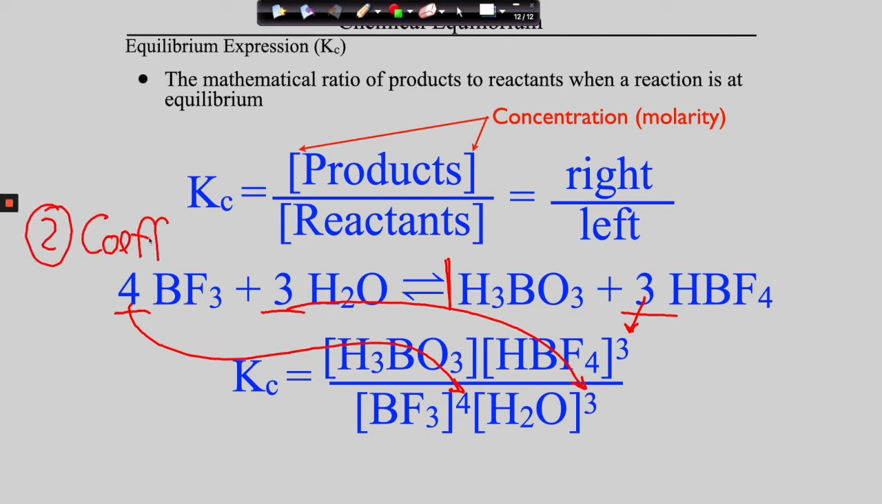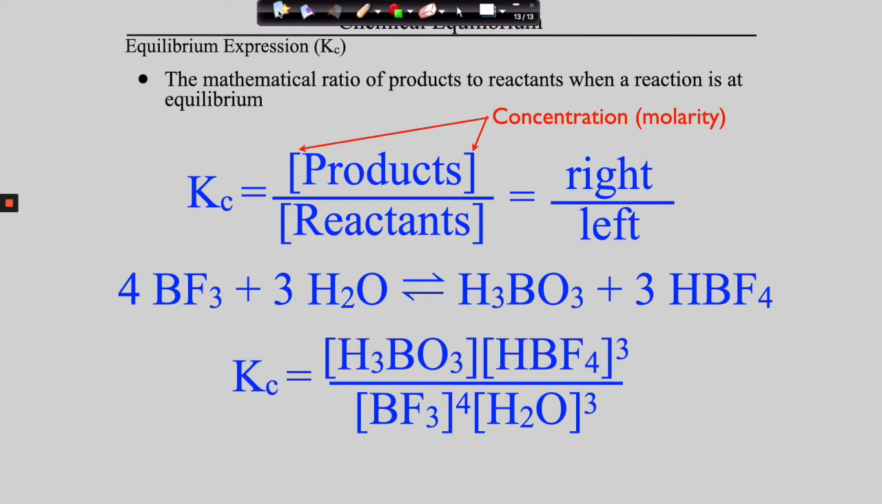Coefficients become exponents. So when you write these things, the coefficients become exponents. Now, guys, there's one more rule that you need to keep track of, and frankly, this is the most common mistake that I'm going to see on the test. It's actually a mathematical issue.